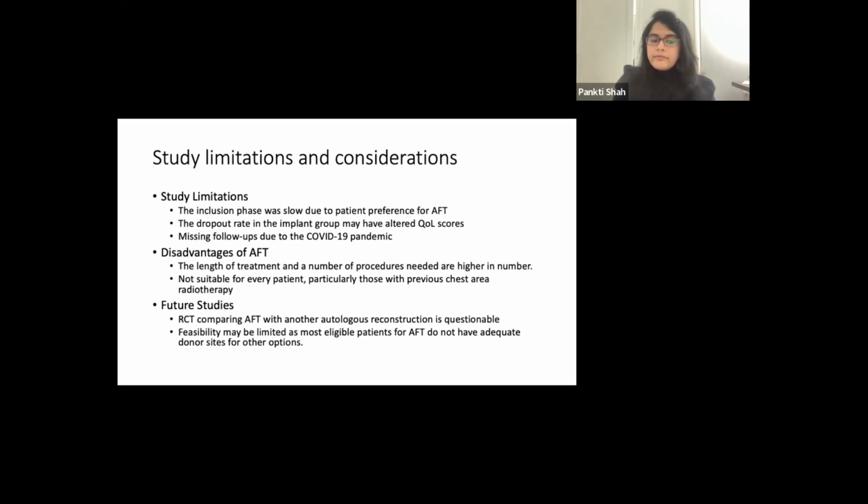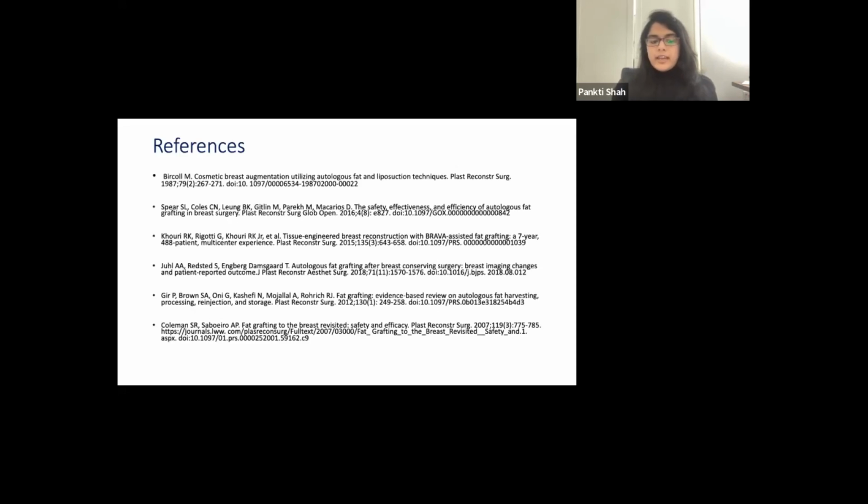So a potential area for future research could be a randomized control trial comparing AFT with other autologous reconstruction methods. However, the feasibility of such a study may be limited, as many patients who are eligible for an AFT may not have suitable donor sites or other available autologous options. And that's the end of my talk, and thank you for listening.